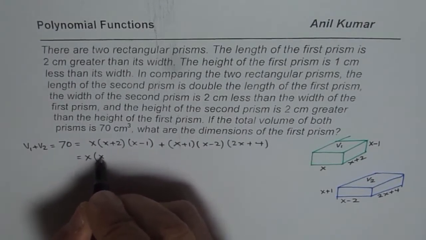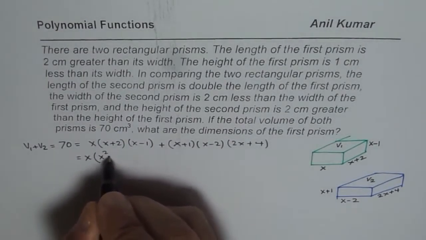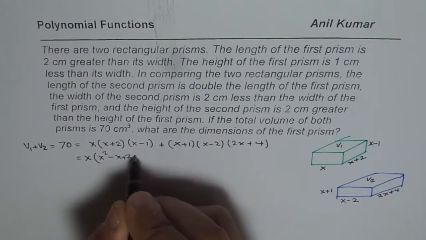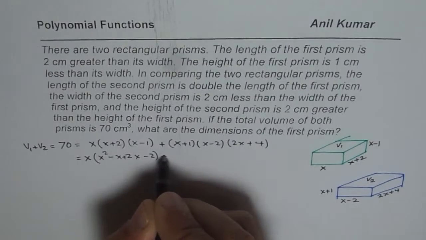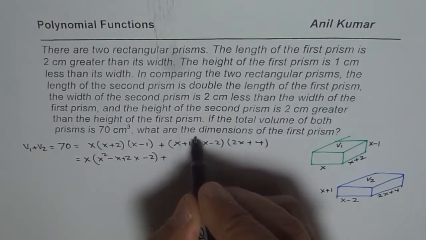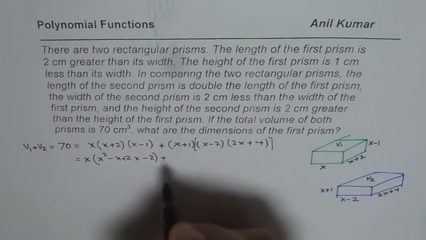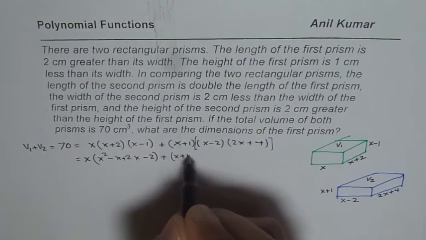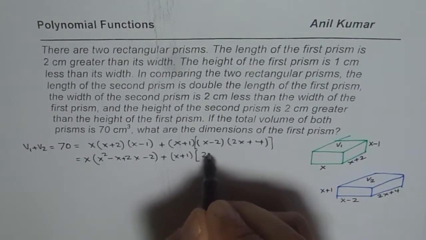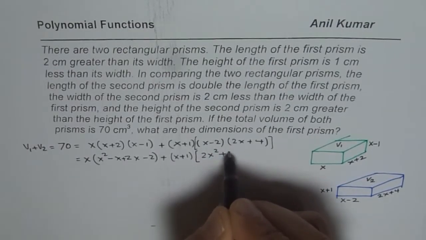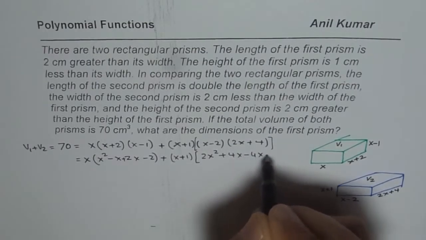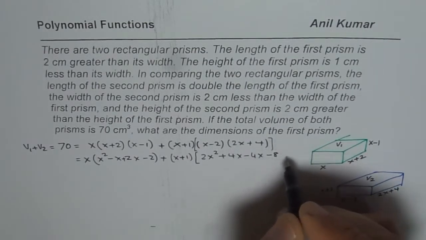So that is good. Let's just multiply. x square, x minus 1 is minus x, plus 2x, minus 2. And here, let me multiply these two first, and then we'll multiply with the third one. So we have x plus 1, and in brackets, we have 2x square plus 4x minus 4x minus 8.